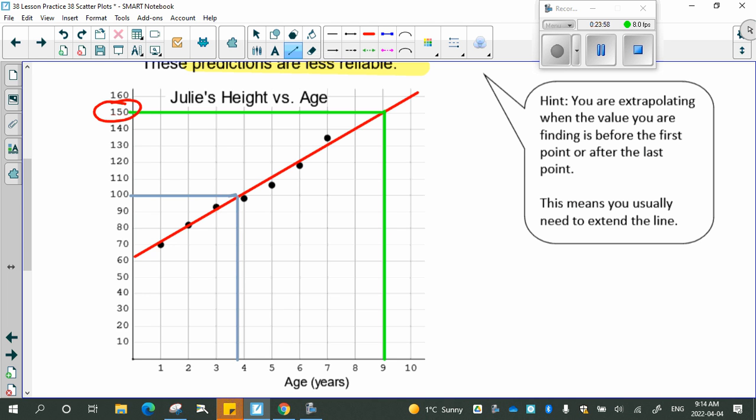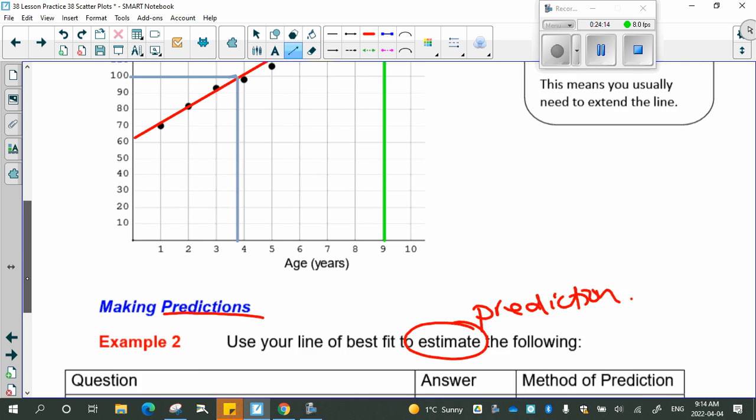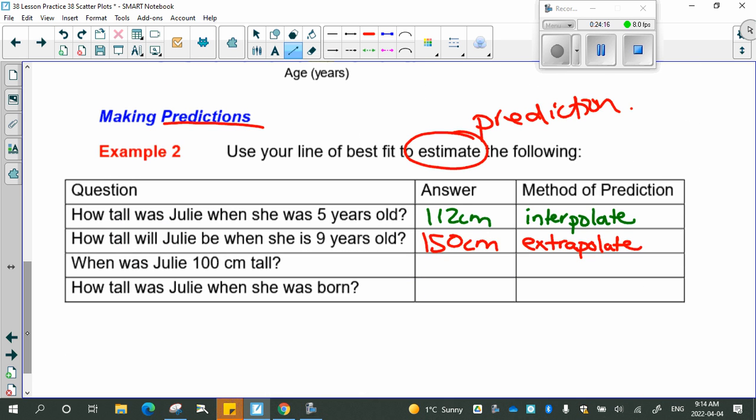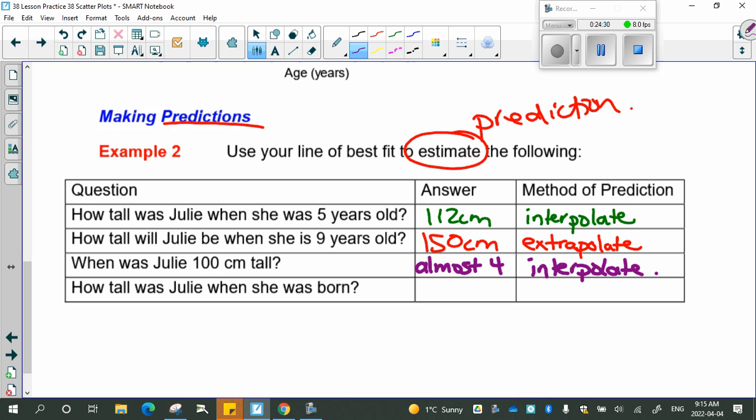More like close to 4, so we could say three and what do you say? 3 and so many months? 3 and almost 4. That's a good one, almost 4. And that was within the data, so it was an interpolate one. We didn't have to extend the line to see it.